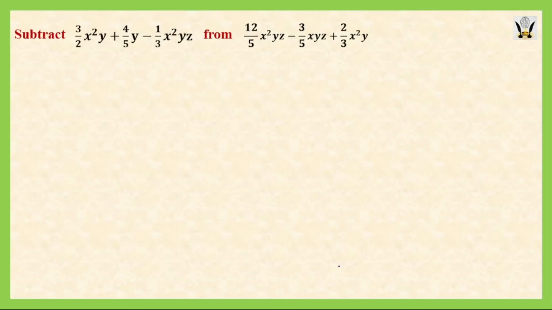Now the next problem sum is again related to subtraction of algebraic expressions, and here we have to subtract this expression from this, and what we can see here, we have three variables x, y, z, and their different powers. So accordingly we will separate or we will group those terms.